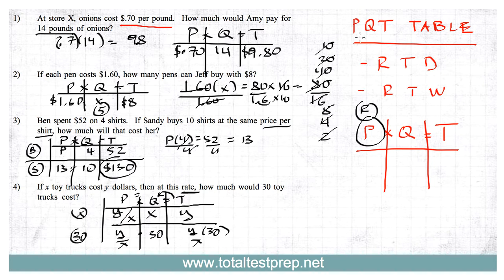So to recap, the price quantity total table is exactly the same as the rate times distance or rate times work table. We use it the same way, and we use it in questions where you're given a price per unit.